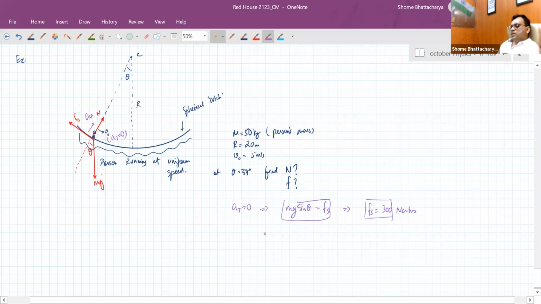But now more importantly, N minus mg cos theta is mass into centripetal acceleration. This time normal reaction is mg cos theta plus mass into centripetal acceleration. It is 50 into 8 plus 1.25.